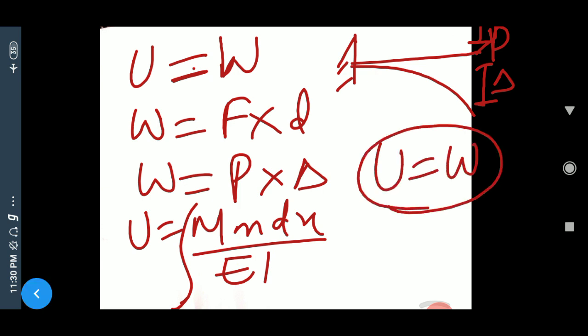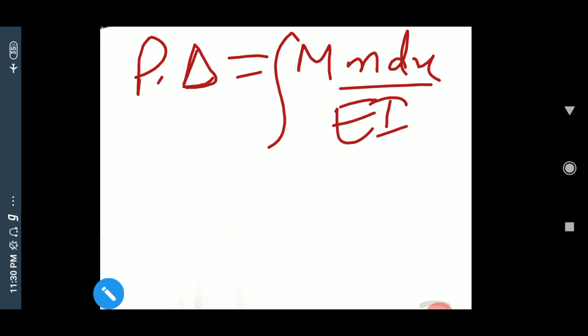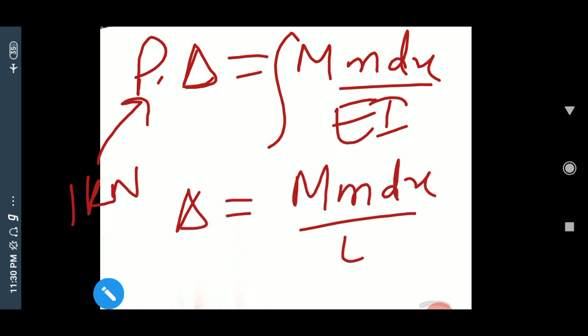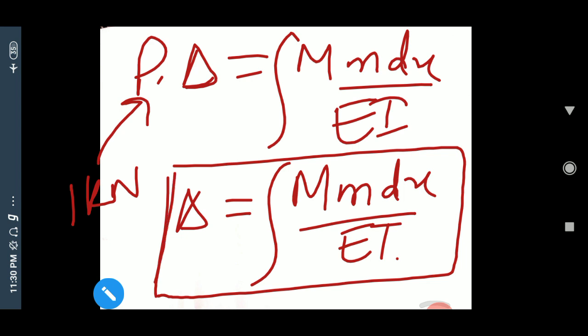So finally U equal to W gives us P into delta equal to the integral of Mm dx by EI. If we apply a virtual unit load, then the value of this P is actually 1 kilonewton. So we obtain the value of delta as the integral of Mm dx by EI. So this is the expression that we have to remember. The displacement is equal to the integral of capital M into small m into dx by EI.